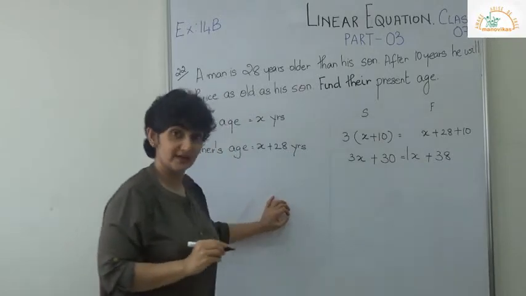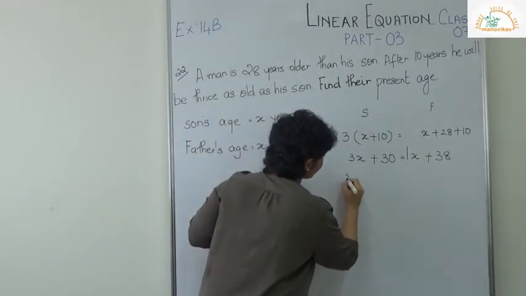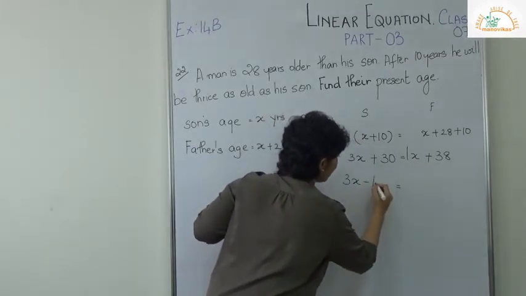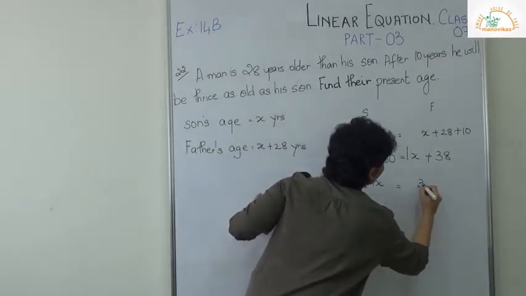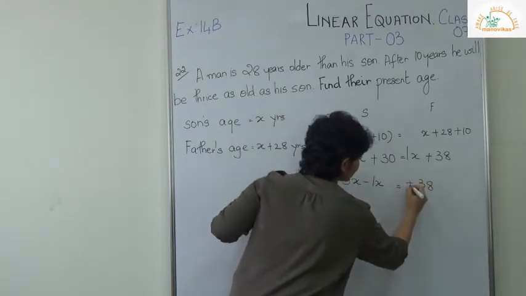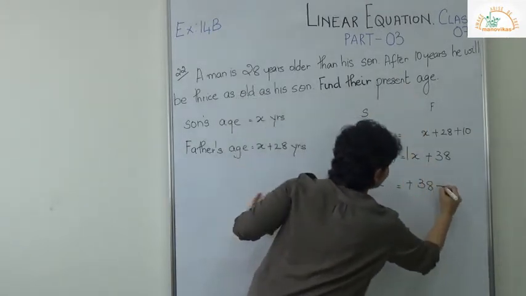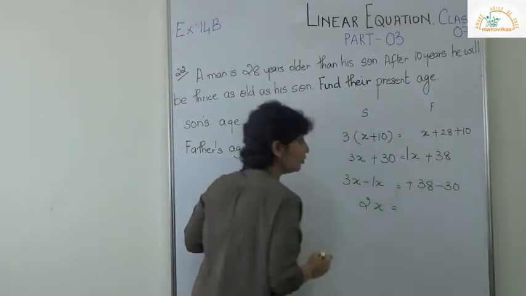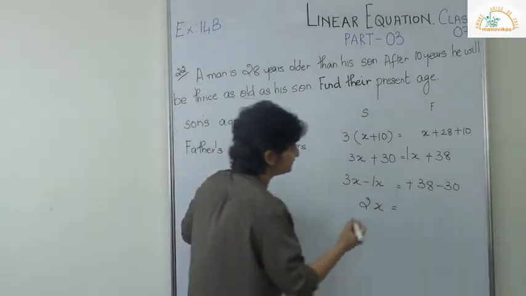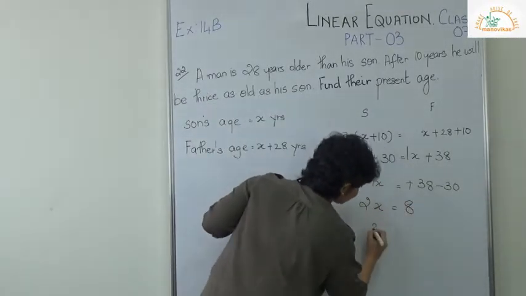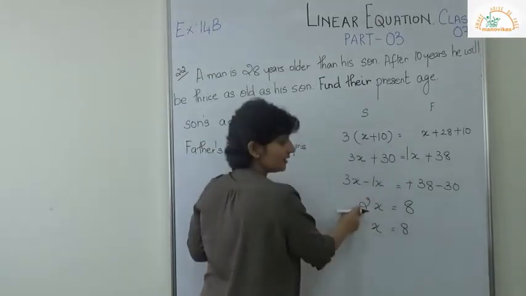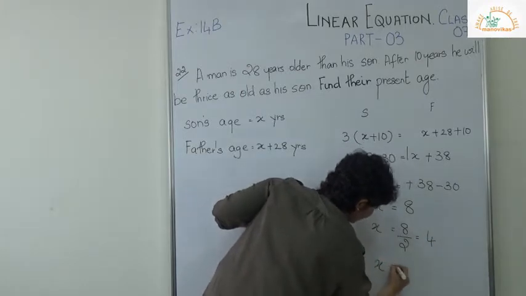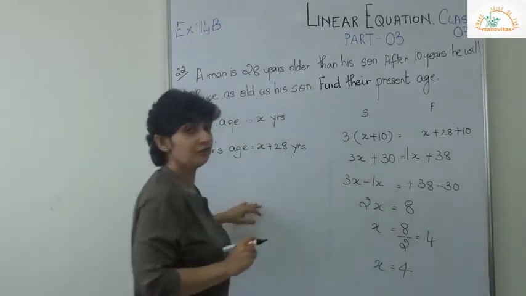So this becomes 1x. Let's bring the like terms together. 3x is equal to, here plus 1x when I bring it over becomes minus 1x, 38 plus 38, and plus 30 when I take that side becomes minus 30. So I get 2x is equal to 38 minus 30. That gives me 8. So x is equal to 8 divided by 2, so that is 4. x is equal to 4.